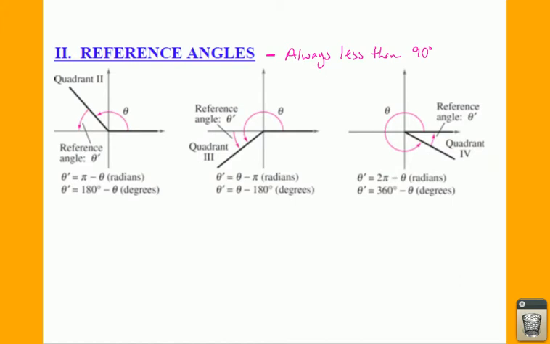Alright, so I talked briefly about reference angles before. Now we're going to get into reference angles and how they will be able to help you a little bit better. Keep in mind reference angles are always less than 90 degrees. That means they're always the distance from wherever your angle is to your horizontal. So in this case, if you're in quadrant 2, it's going to be the distance from here to your horizontal.